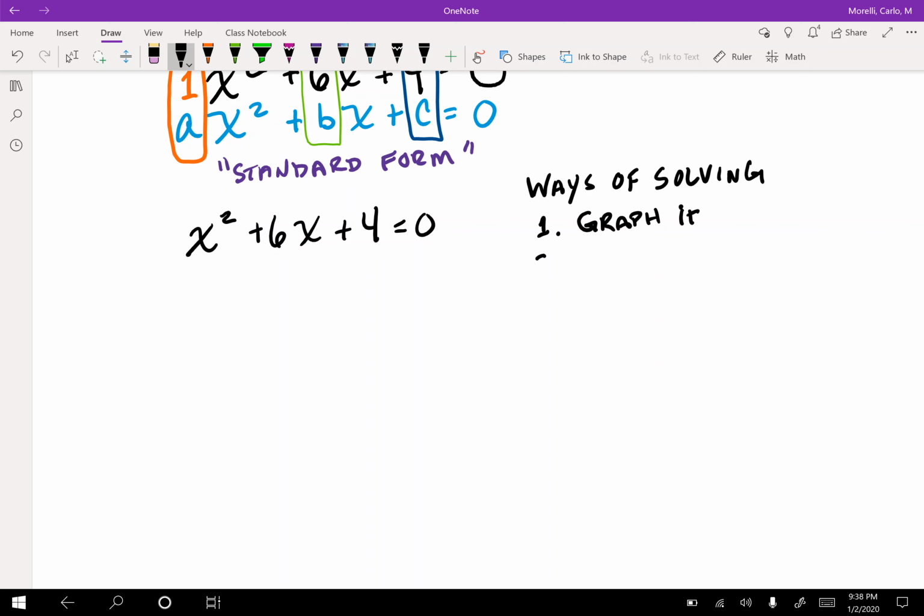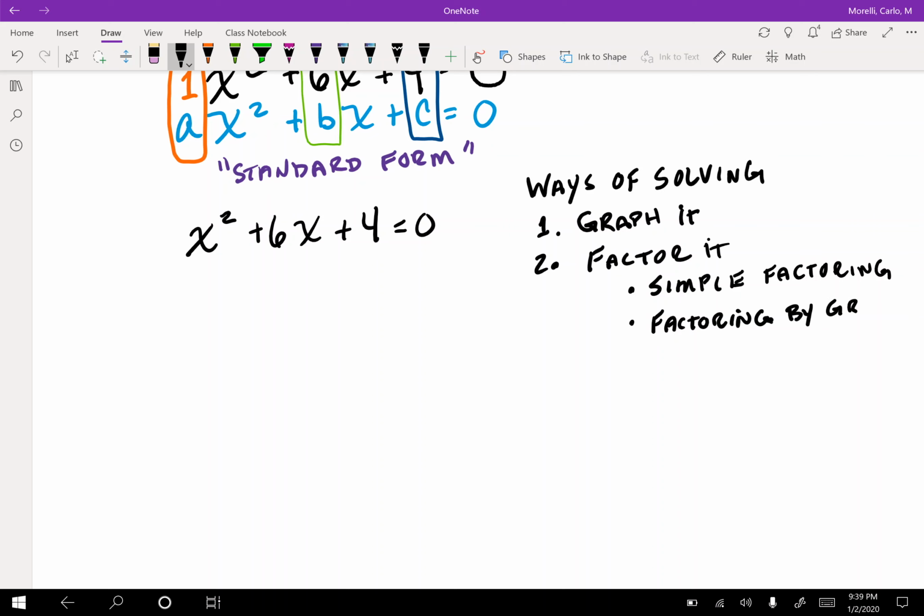Right? 2, factor it. That's mid-level, okay? And there's simple factoring. Okay, that's 1. And then 2, there's factoring by grouping.